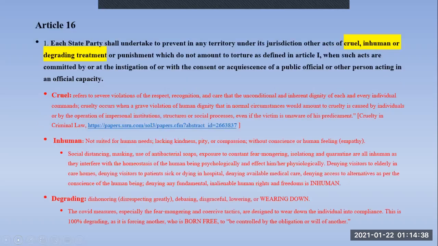Article 16 states that each party shall undertake to prevent in any territory under its jurisdiction other acts of cruel, inhuman, or degrading treatment or punishment which do not amount to torture as defined in Article 1, again, when such acts are committed by or at the instigation of or with the consent or acquiescence of a public official or other person acting in an official capacity.